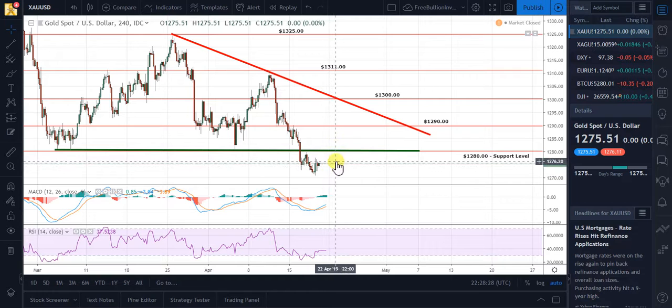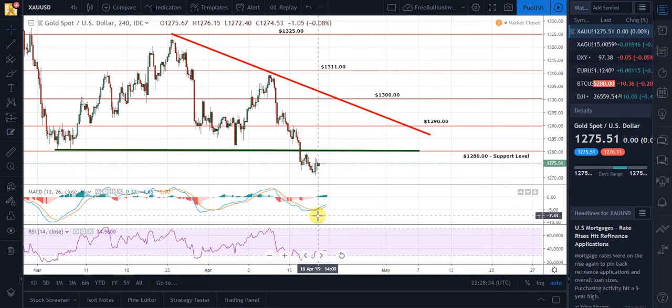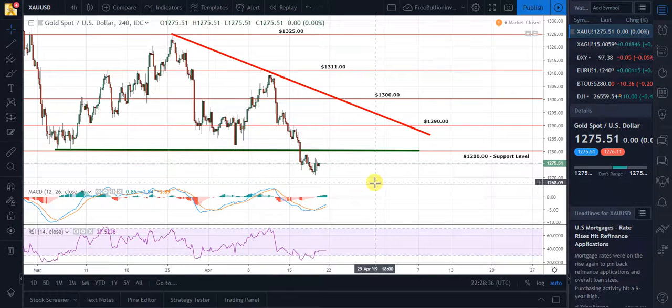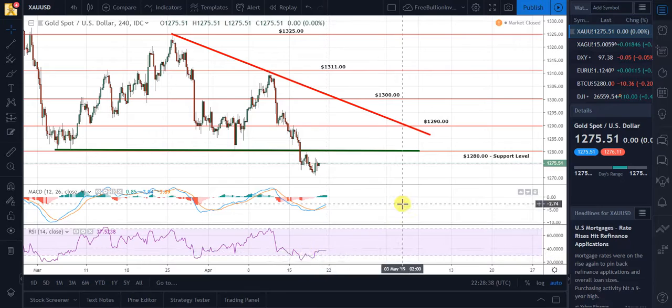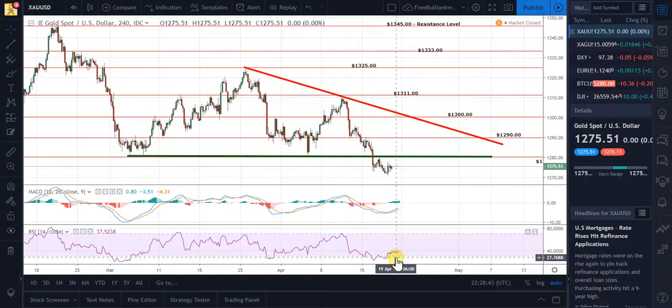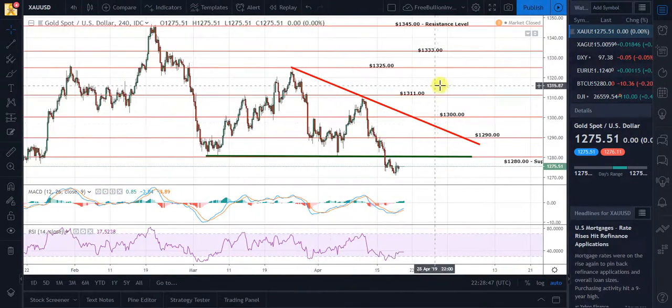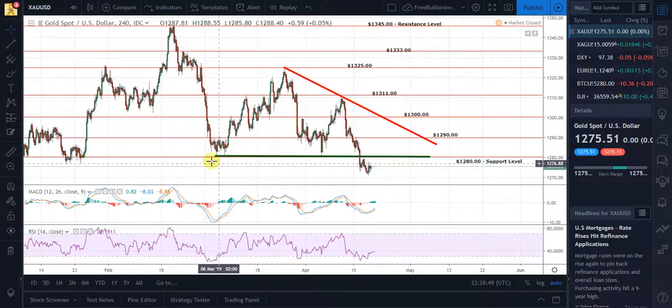It's made a little bit of a $5 bounce right now. It looks like it's in consolidation. The MACD looks like it's changing directions, that it's in oversold territory, as well as the RSI is also showing that it's in oversold territory. So we should see a rebound, and that leads us to the outlook for next week.